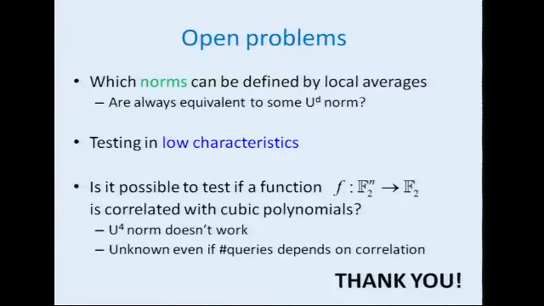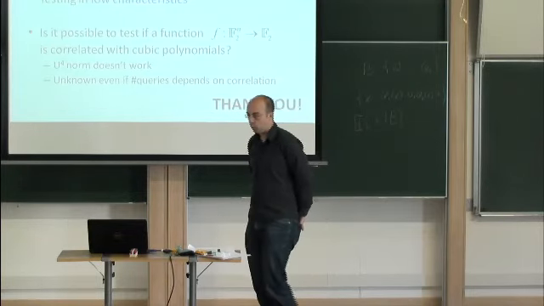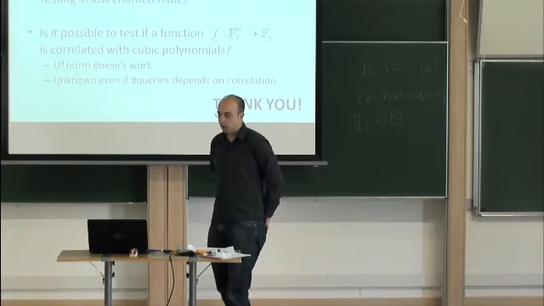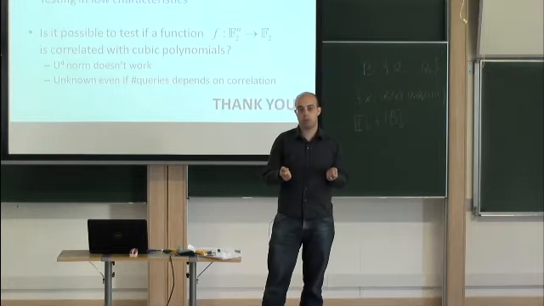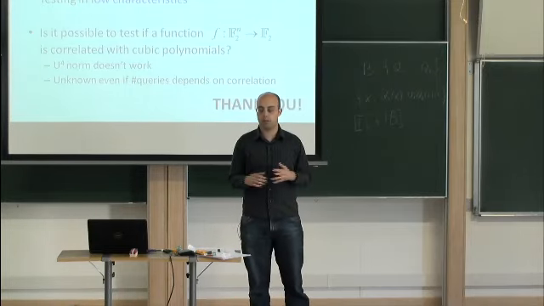And I'm trying to spread it to the people, because I think it's a very interesting problem, but the tools that we have today are not sufficient to answer it. So we want to test the following simple thing. We have a Boolean function, a function from F2 to the n to F2. And the question is, is it correlated with cubic polynomials? So can I find some cubic Boolean polynomial that has correlation with it?